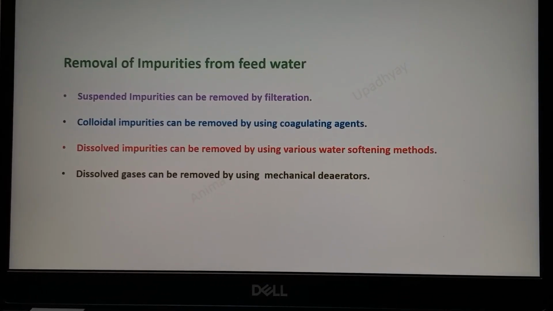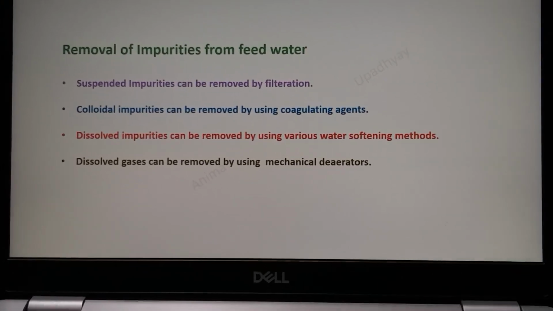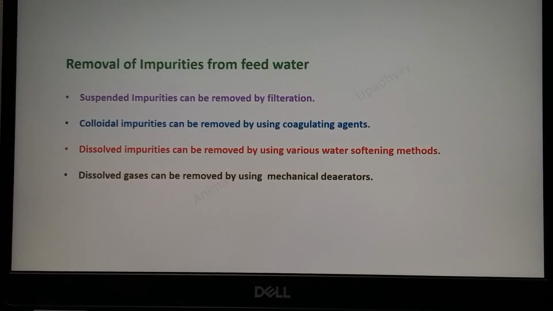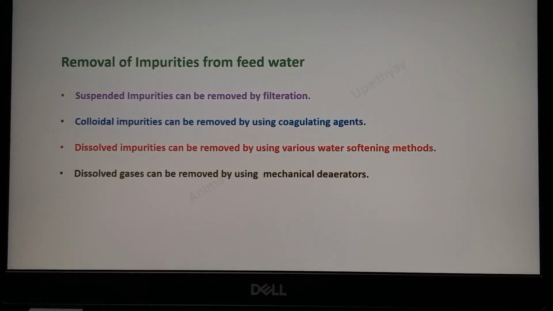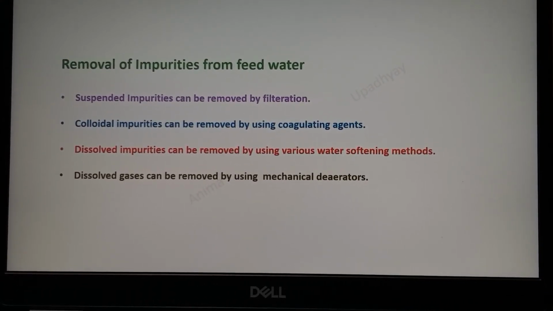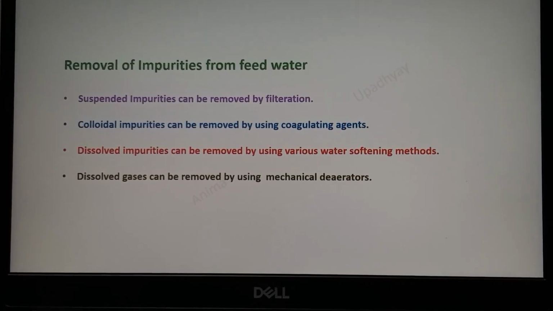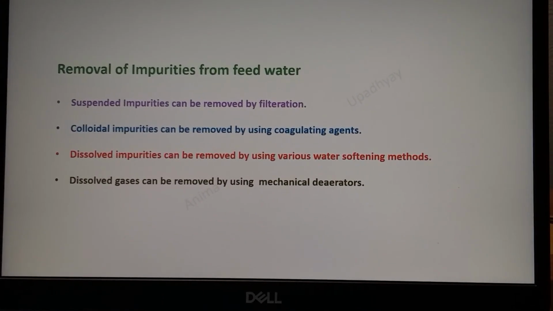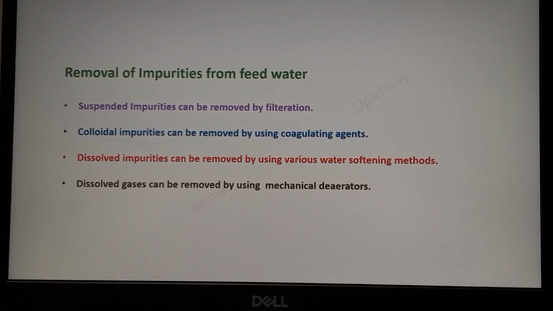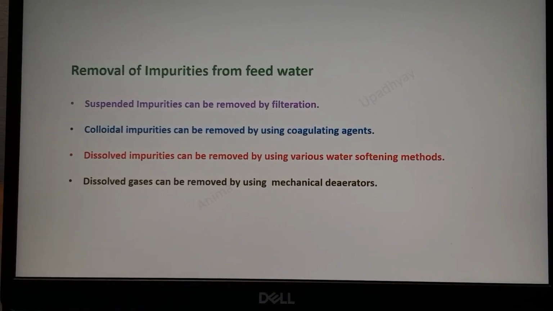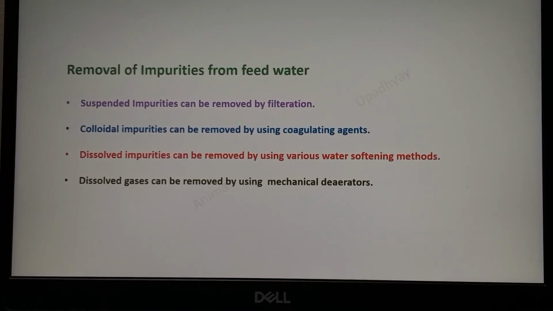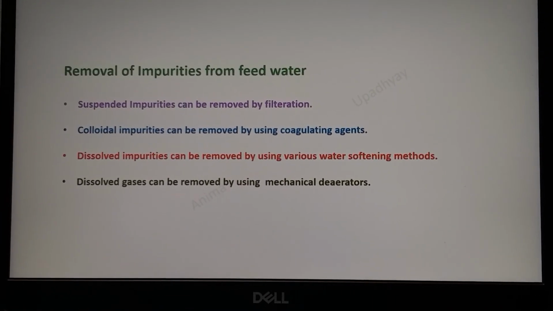Still, if we are using lime soda process and zeolite process, we will have traces of sodium carbonate which may cause caustic embrittlement inside the boiler. The dissolved gases can be removed using a mechanical deaerator. So this is how we can remove the impurities from the feed water, and then the water which is now free from the impurities, gases and colloidal impurities is added to the boiler to generate the steam.